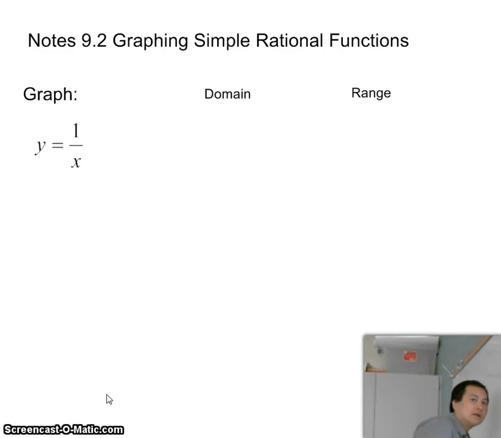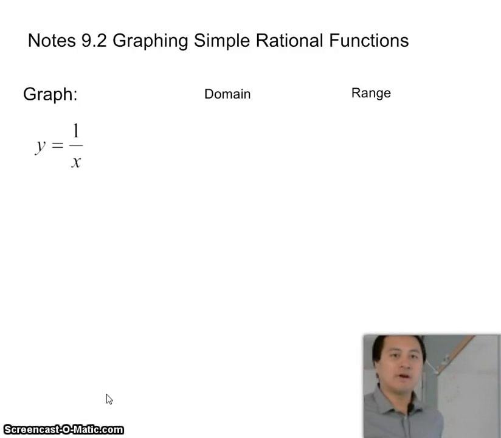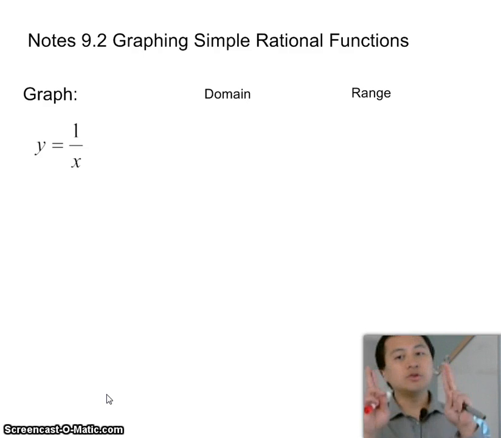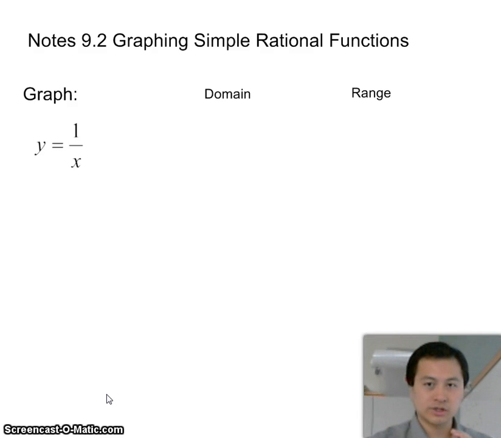Let's take a look. So this is what a simple rational function looks like. Y equals 1 over x. How do you graph this? There's a couple things we need to talk about. First of all, you need to know how to find the domain and the range. This is important because it's going to tell you where the asymptotes are.